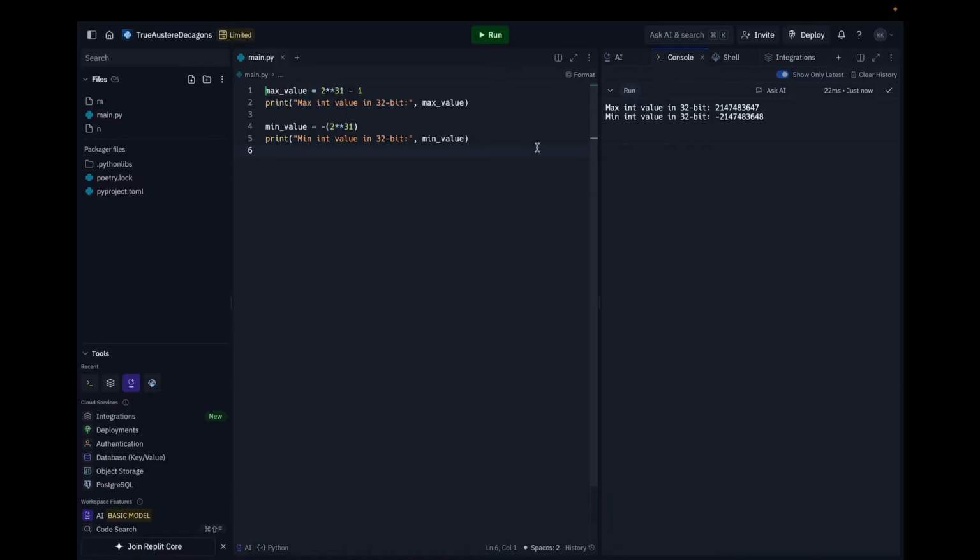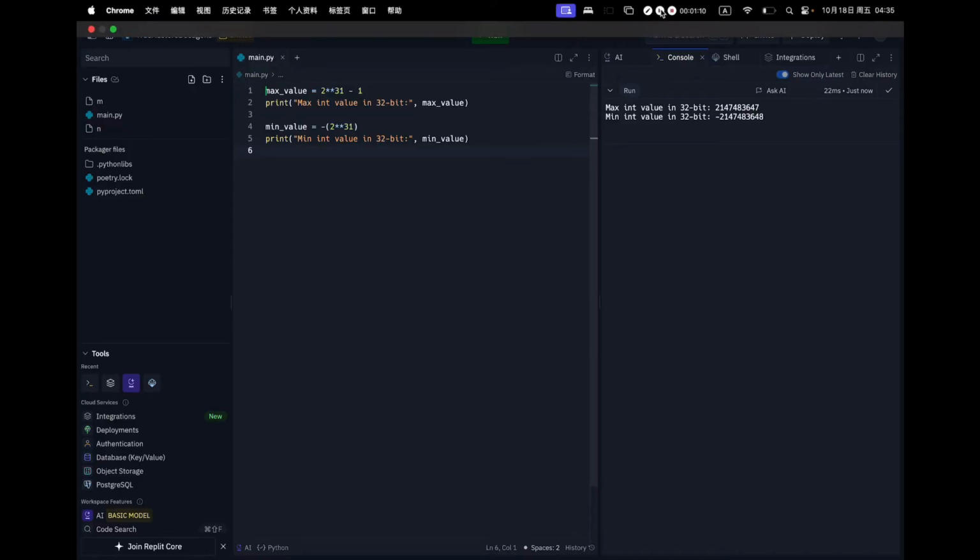So here, as you guys can see, the answer for max and min. So these two represent the maximum possible value and the minimum possible value. And if a number exceeds these limits, overflow will occur. This will lead to unpredictable behavior in some systems.